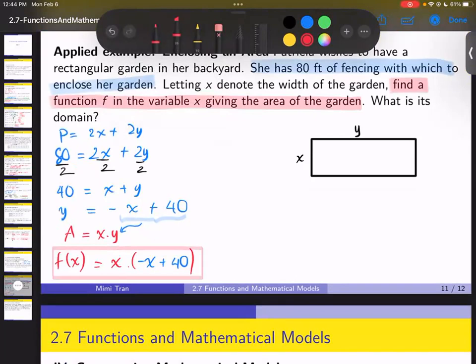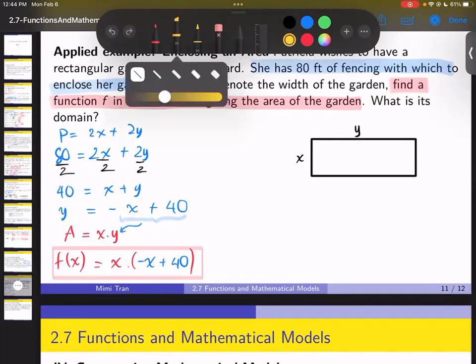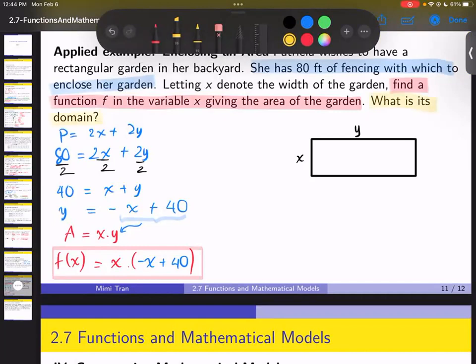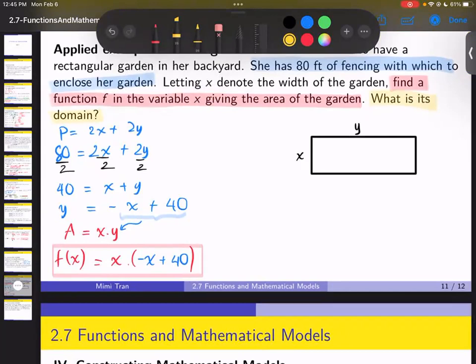I'll leave it like that, and I'll tell you why: the next part, I'm looking for the domain. Now the domain, what is the domain of this garden? What does domain mean? When you plug a number into this function, it makes sense. So in terms of practical thinking, the area of the garden has to be at least what? 0, right? You cannot have negative area. So the smallest value you can take is 0.